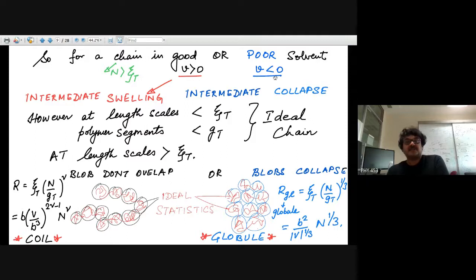So that's in a poor solvent. Whereas in a good solvent, R goes as n to the power nu, and that's called a coil. So as you change the solvent quality, the system will go from coil to globule to a perfectly bad solvent, where again the blob size will be the size of a monomer, which means the entire thing has collapsed.